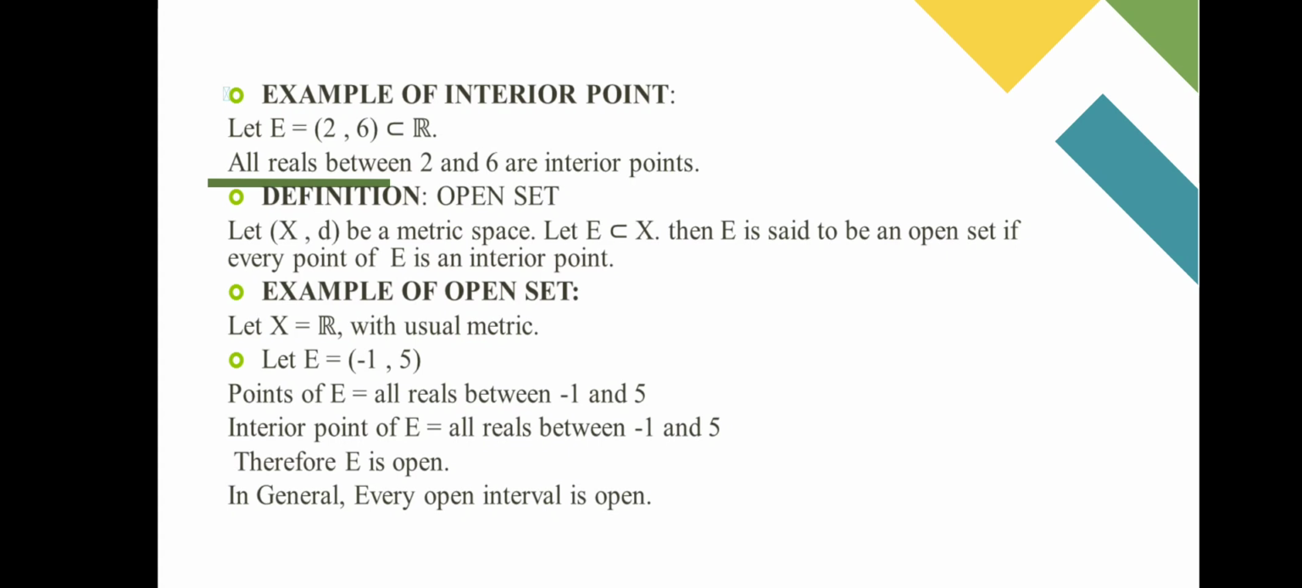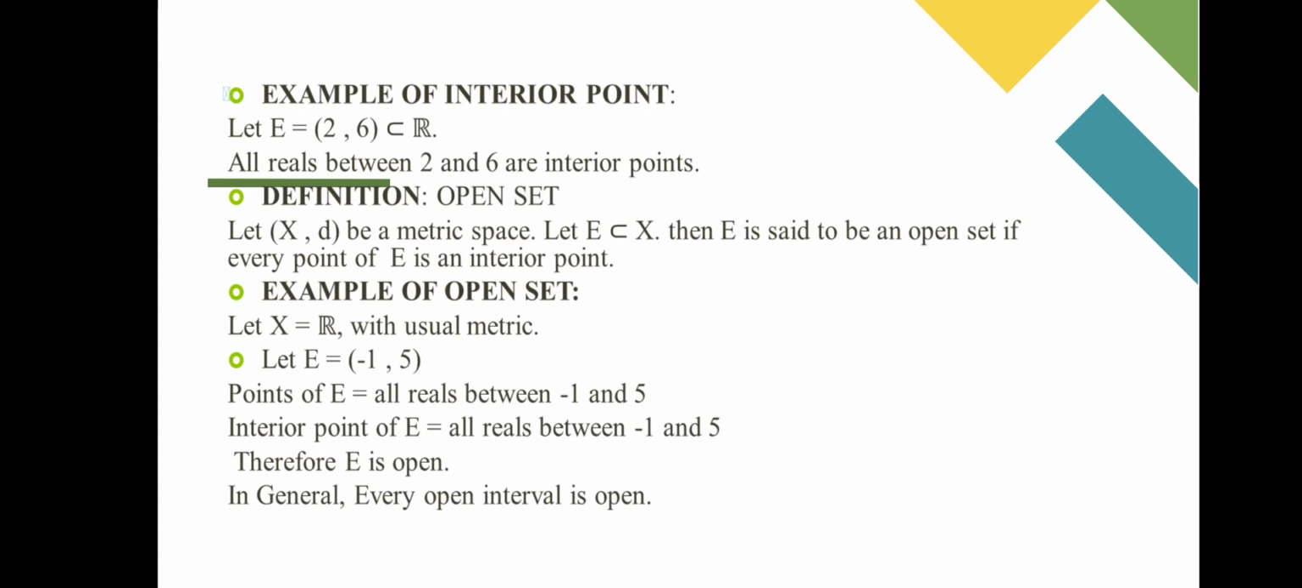Example of interior point. Let E equal to the interval 2 comma 6 contained in R. All reals between 2 and 6 are interior points. Definition: open set. Let (X, d) be a metric space. Let E be a subset of X. Then E is said to be an open set if every point of E is an interior point.